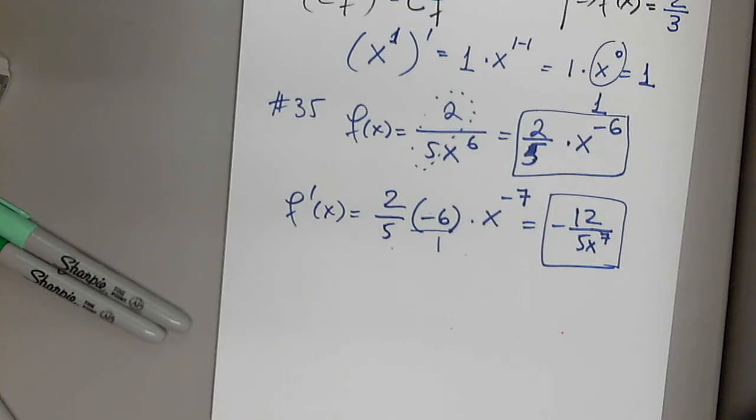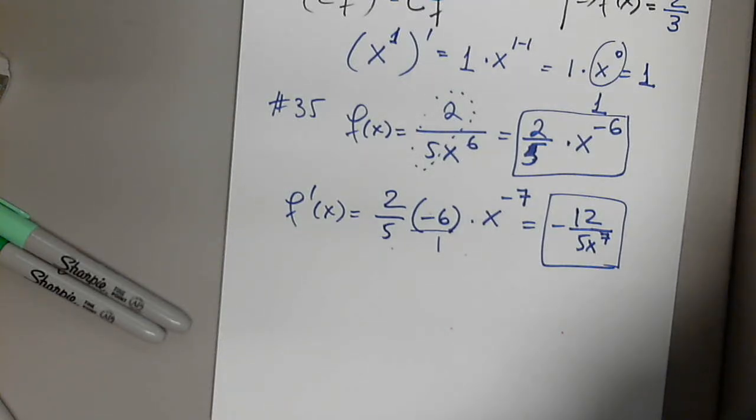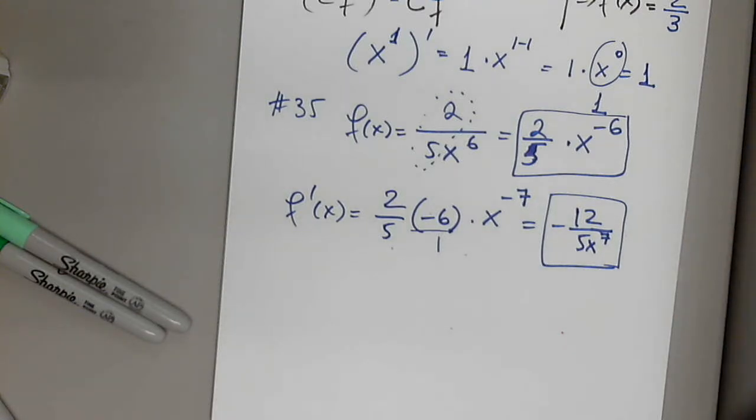Is this clear? Any questions, please? Yes, please. If you do 12 over 5 and leave the x out by itself to the 7th, that would not be correct? Oh, no, you can. But it's 1 over. Careful. So it would be negative 12 over 5 times 1 over x to the 7th.